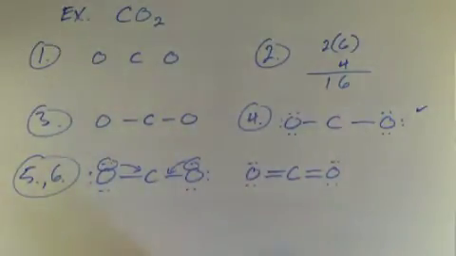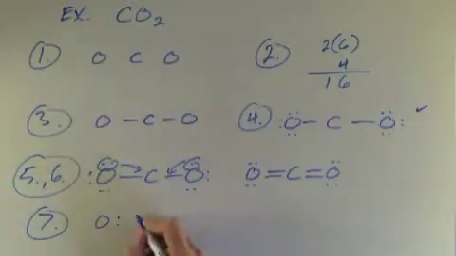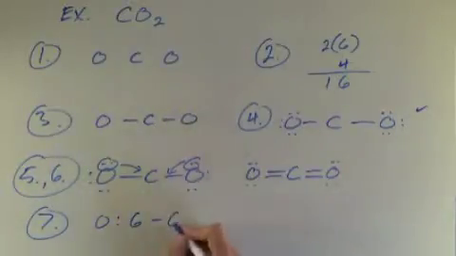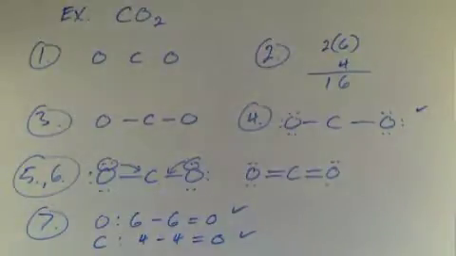We make multiple bonds to the carbon, same total number of electrons, but now the octet is complete on all atoms. So formal charge, oxygen 6 minus 6 is 0, and on the carbon 4 minus 4 is 0. We're all set.